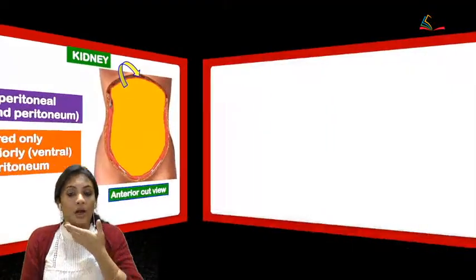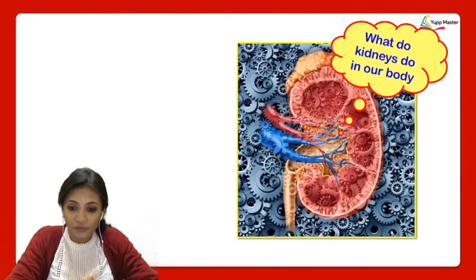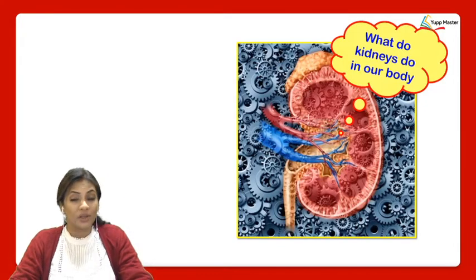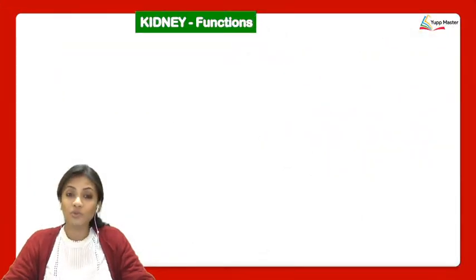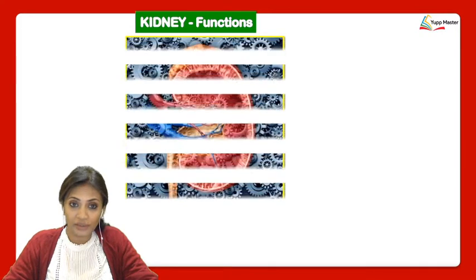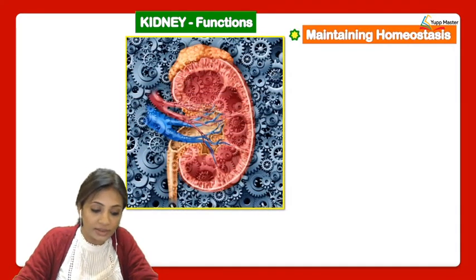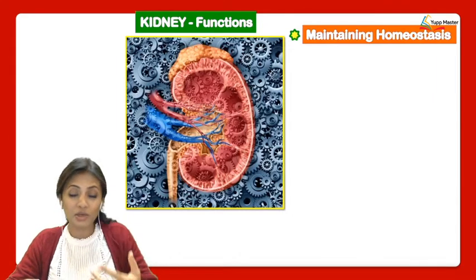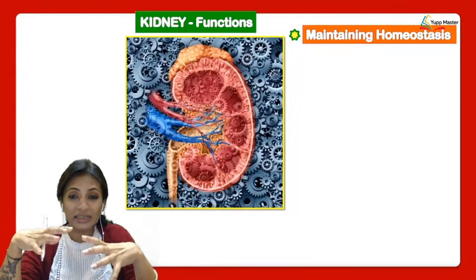All right, also, what exactly are the functions of kidneys and what role does the kidney play in our body? Well, it doesn't only do the work of producing urine. Kidneys do a lot of work too. So let's come to the functions of kidneys. First of all, they help in maintaining homeostasis. Homeostasis basically means helping in maintaining a steady state.